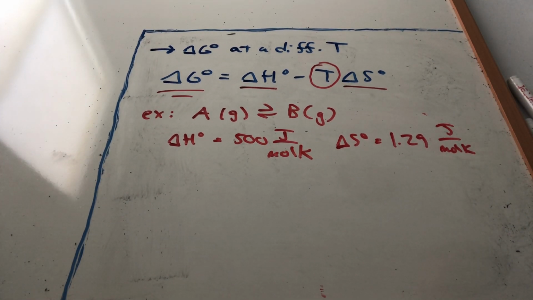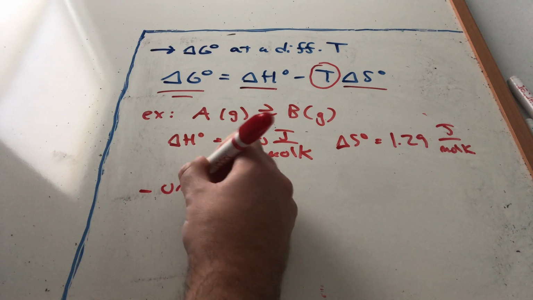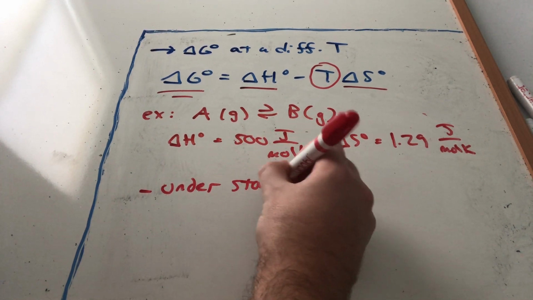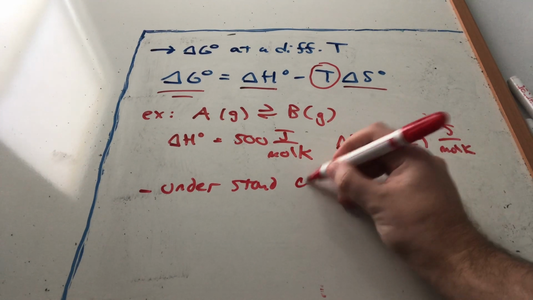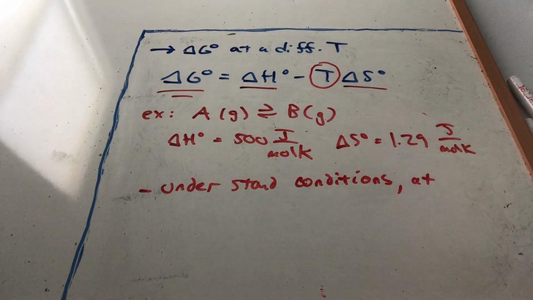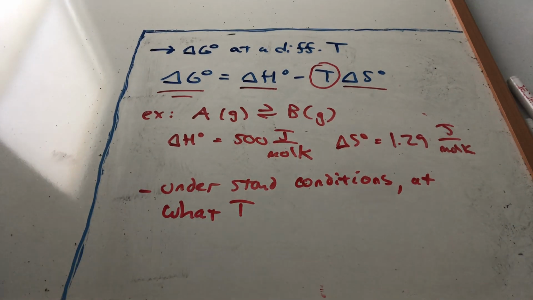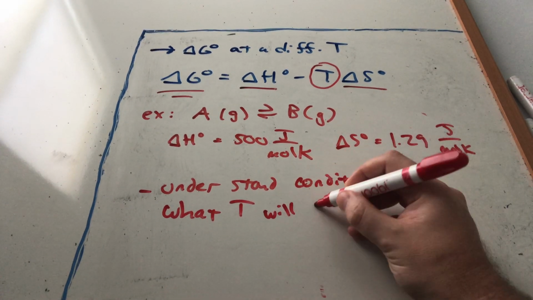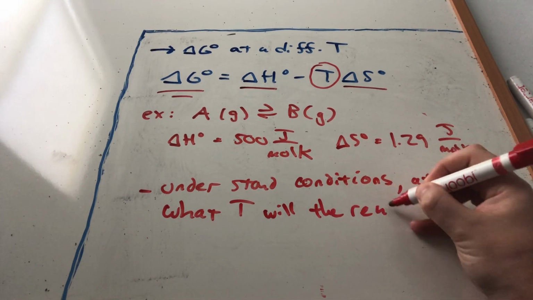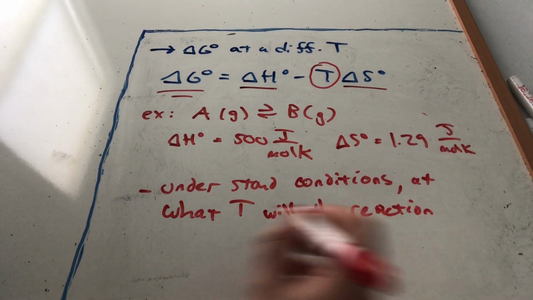So this is information that we could get from a table or it could be given to us in a problem. And now what we can ask ourselves is, all right, under standard conditions, at what temperature will the reaction become spontaneous?